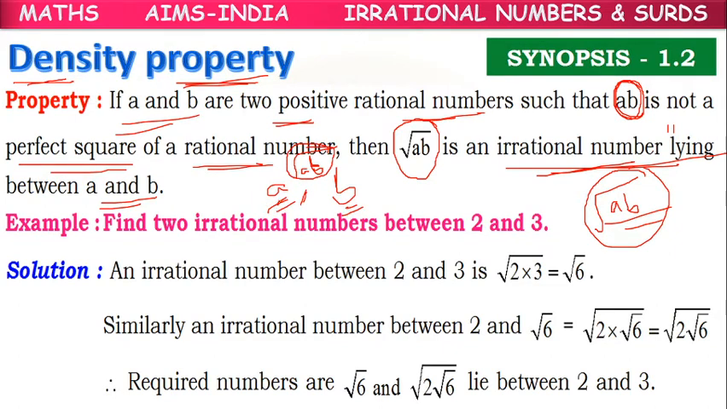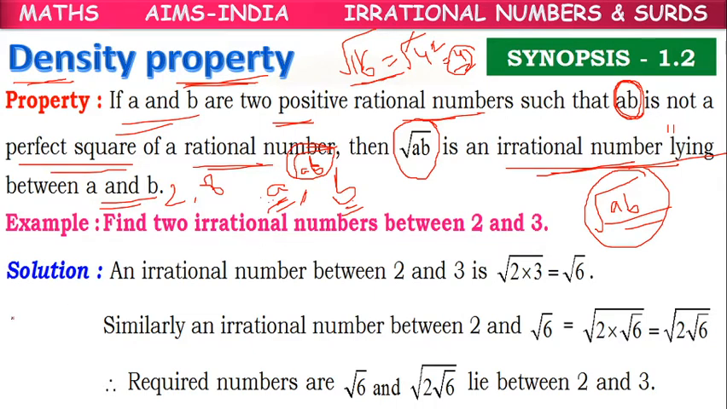But here the condition is: suppose we take some other values, A value 2 and B value 8. Then what happens to the product? Root 16. But 16 can be expressed as 4 squared. The root and square cancel, and the answer will be 4, which is not an irrational number. That's why they have given the condition: the product should never be expressed as the square of another rational number.